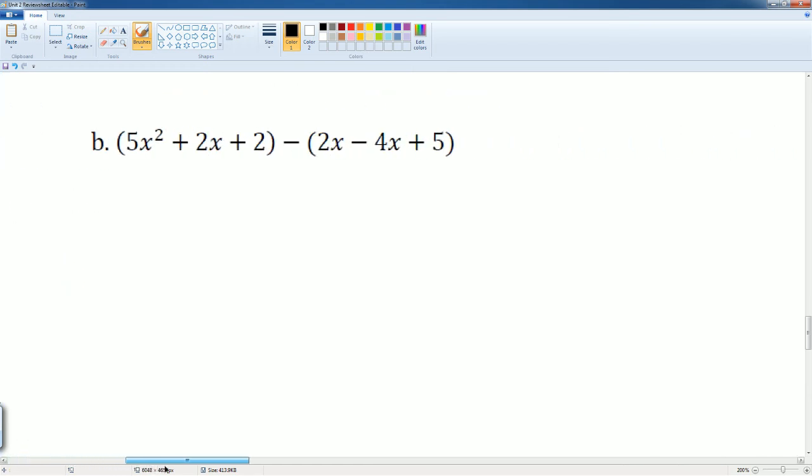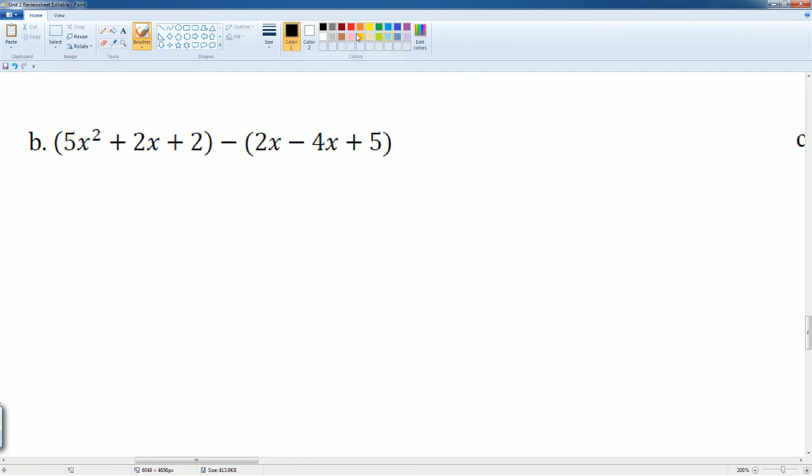Let's do B. Uh-oh, there's also a negative. We have to deal with it by distributing it over. This becomes negative 2x. Distribute the negative over to the second term. Negative times a negative gets you a positive. So this is positive 4x. Then distribute the negative to the 5. Gets you a negative 5. Great job. Bring everything else down.